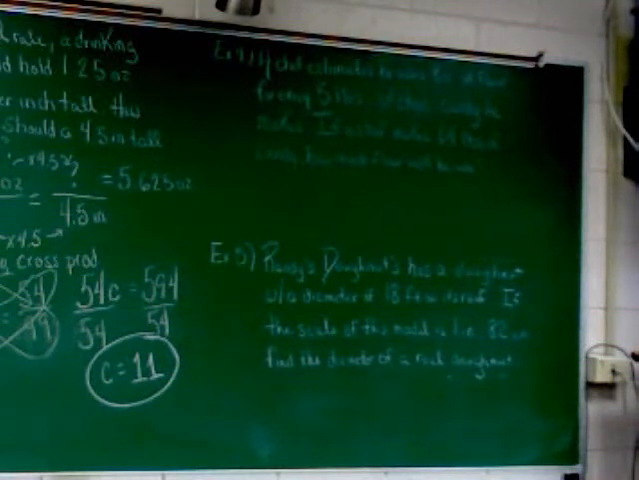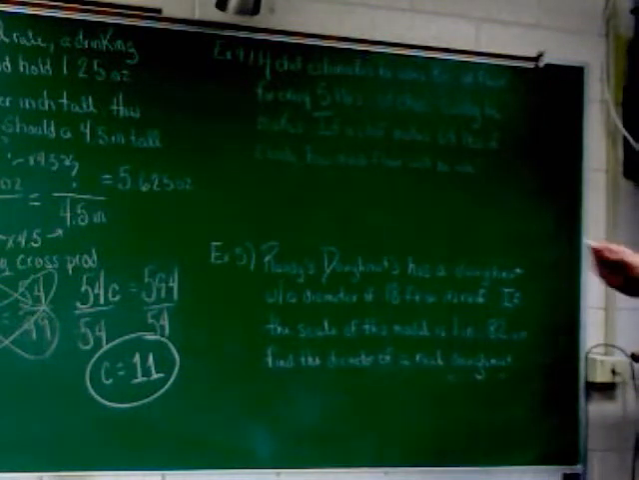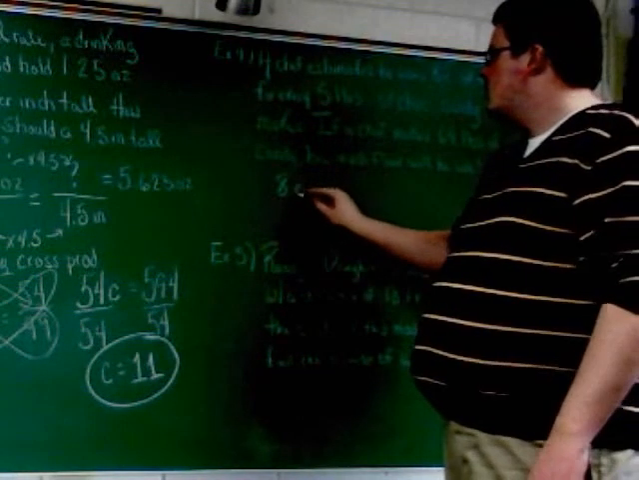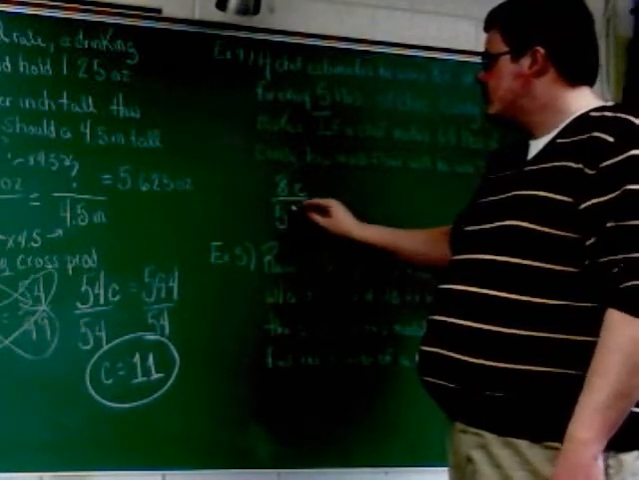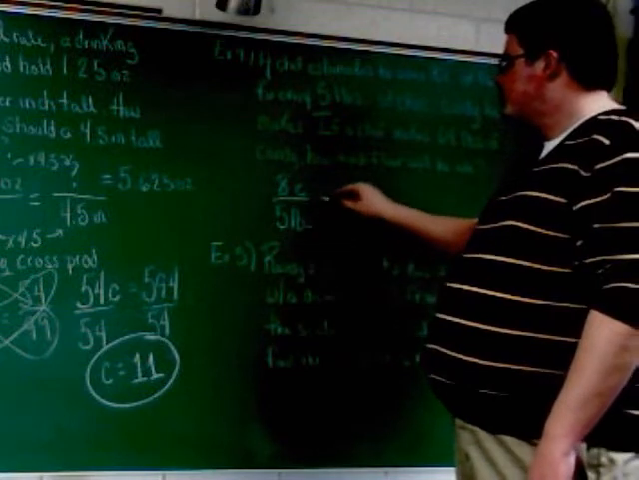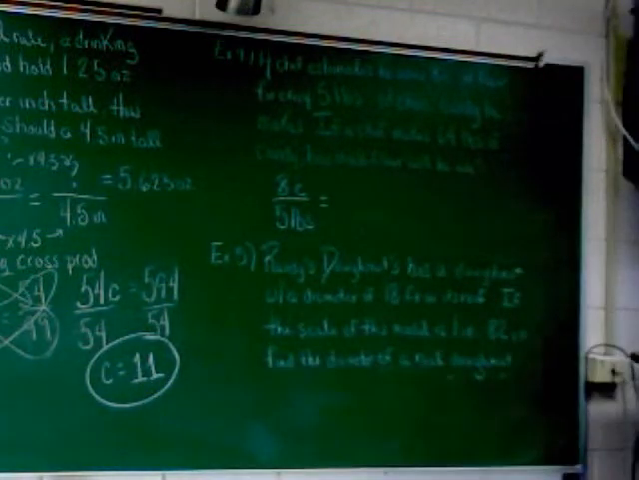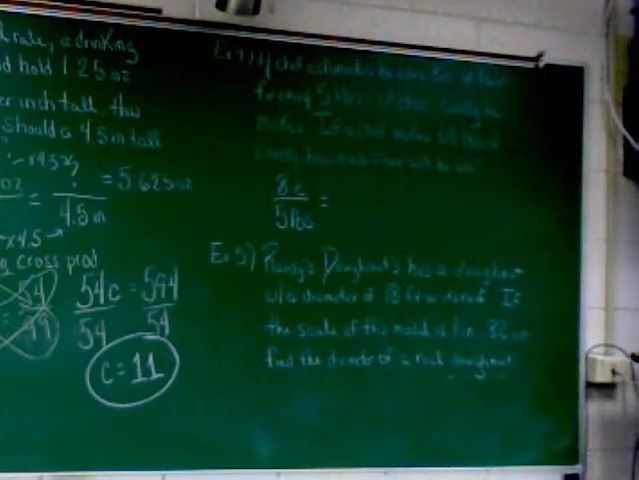Okay, so sentence 1 gives me the whole stuff for the first fact. 8 cups of flour makes 5 pounds of candy. So I want to say 8 cups over 5 pounds. And again, you could have done it the other way. You could have said 5 pounds over 8 cups. You'll get the same answer when we're done.